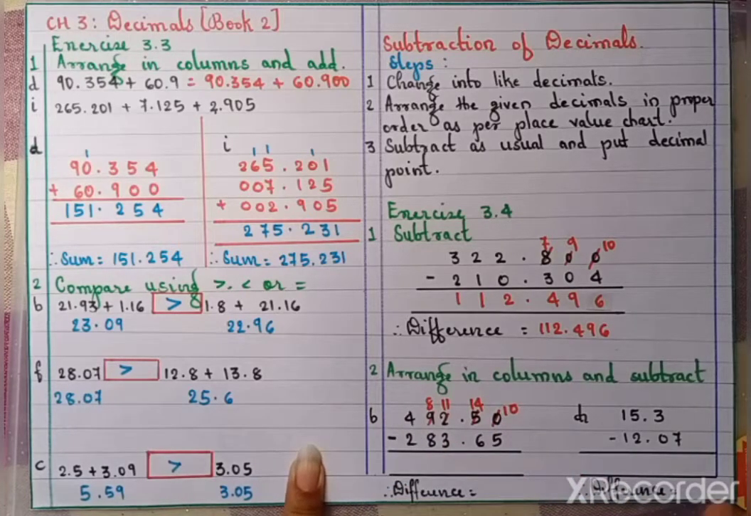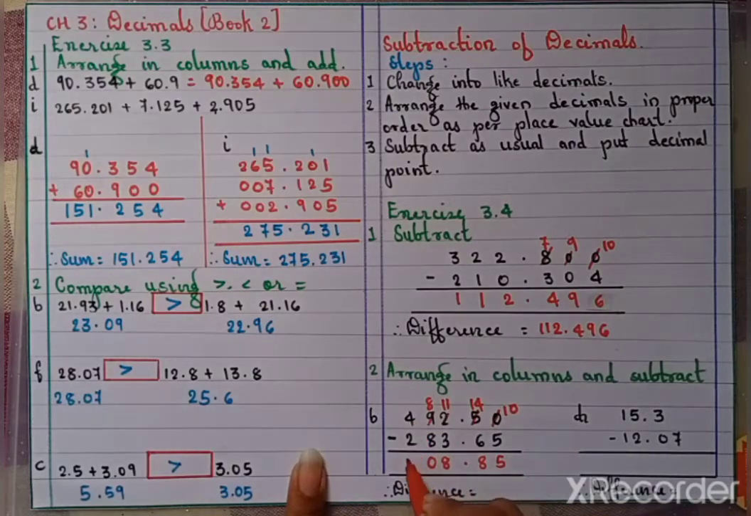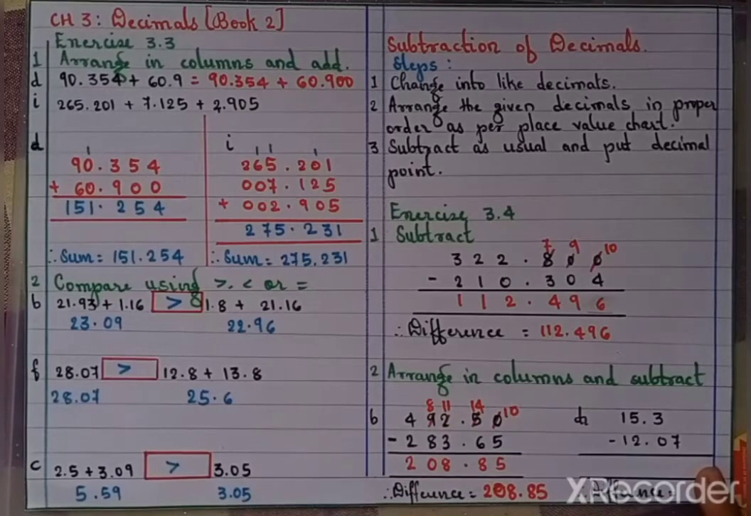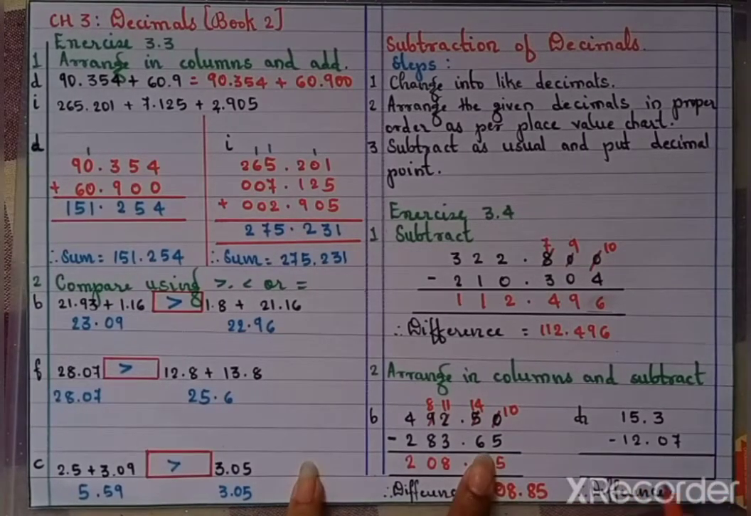Now let's subtract in a usual manner. From 10, 5 goes out, remains 5. From 14, 6 goes out, remains 8. Put the decimal point. From 11, 3 goes out, remains 8. From 8, 8 goes out, remains 0. From 4, 2 goes out, remains 2. So what difference we have obtained? 208.85. Similarly, we shall solve this example also.